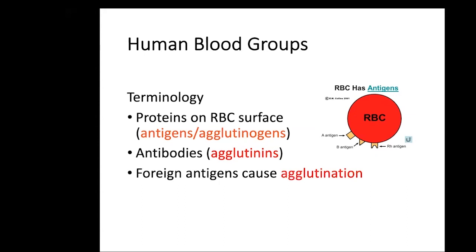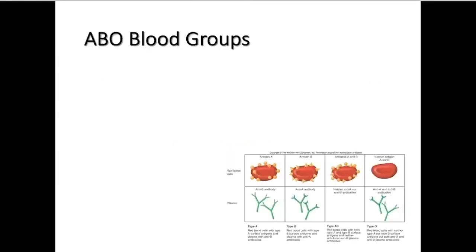Foreign antigens can cause clumping of the red blood cells. This is called agglutination, which in Latin means gluing to. Agglutination of red blood cells makes it easier for your immune cells to attack incompatible red blood cells. The antigens A and B bring about the greatest transfusion reactions, so let's look at the ABO blood groups.